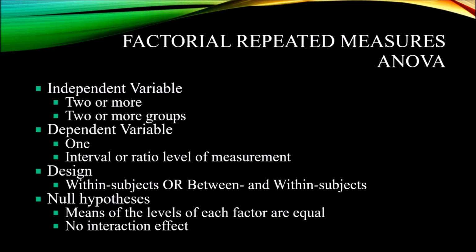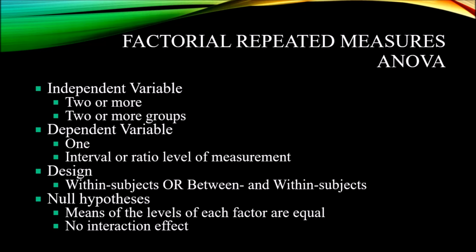Next we have factorial repeated measures ANOVA. So we have 2 or more independent variables, 2 or more related groups. However, you can also mix in unrelated groups here. So you can have a mixture with factorial repeated measures ANOVA of related groups and unrelated groups. We could think of it as within subjects and between subjects. You have within subjects factors and between subjects factors, potentially, for factorial repeated measures ANOVA.